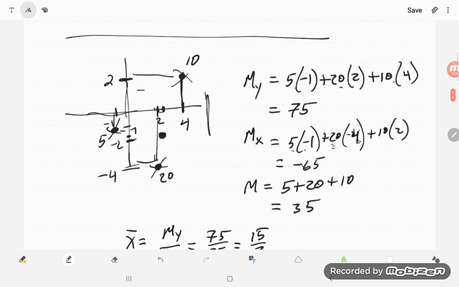So the big thing is remembering that the m sub y is the x direction, and the m sub x is the y direction.